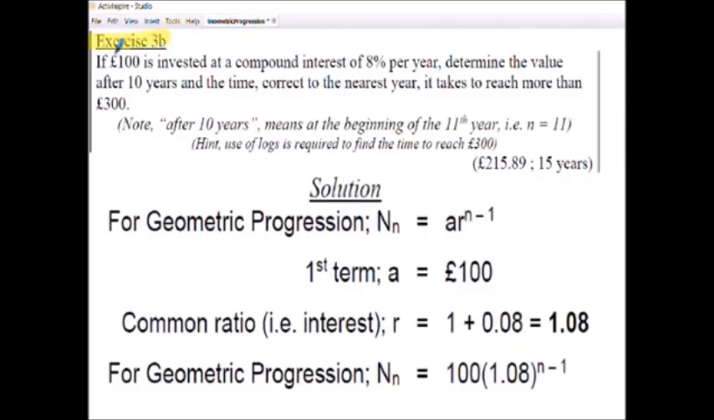Exercise 3b. £100 is invested at a compound interest of 8% per year. We've got to find the value of this after 10 years and the time, correct to the nearest year, it takes to reach more than £300. So don't forget, after 10 years means in the 11th year, and we'll use logs for the second part of the question. So looking at the first part of the question, I'm going to find the value of the fund after 10 years. That's when n is equal to 11.